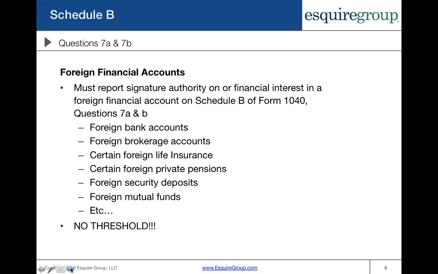And just to recap, the spectrum of what is considered a foreign financial account is really pretty broad. It's bank accounts, brokerage accounts, foreign life insurance with a cash value, foreign pensions, security deposits, mutual funds, and the list can go on and on. And certain gold storage facilities can be considered foreign financial accounts. So it's really a pretty broad definition. And every time the IRS gets asked what is a foreign financial account, the definition seems to get broader and broader.